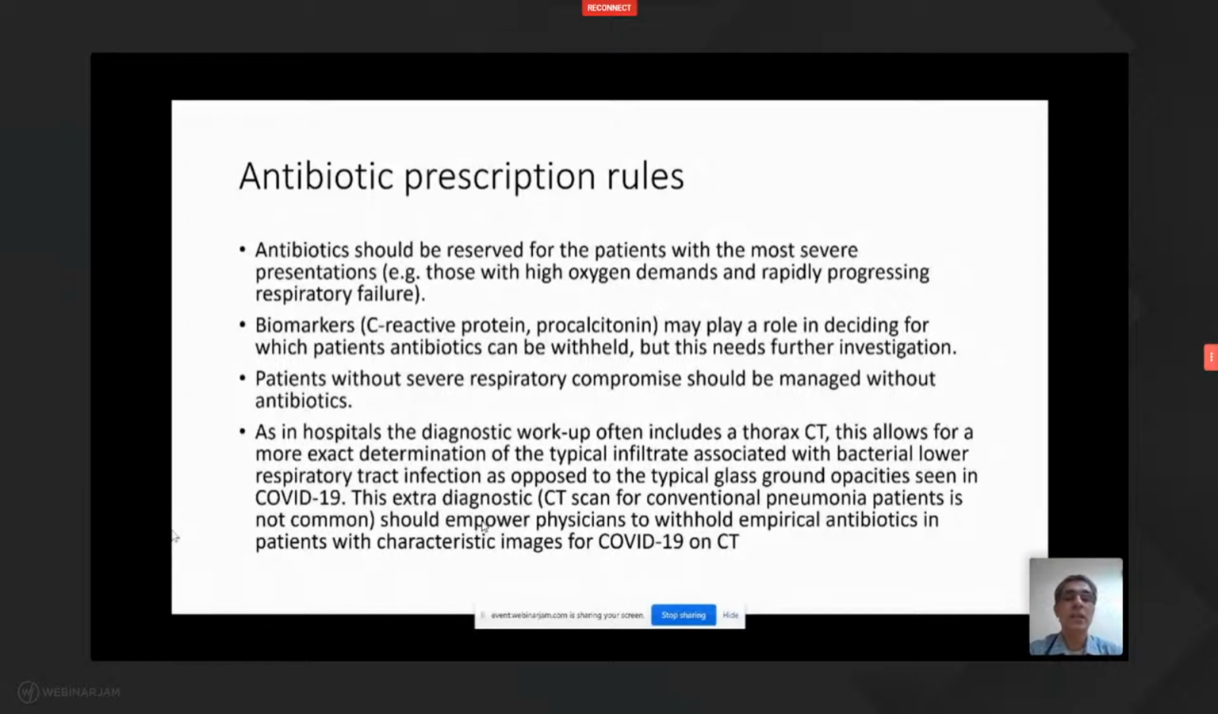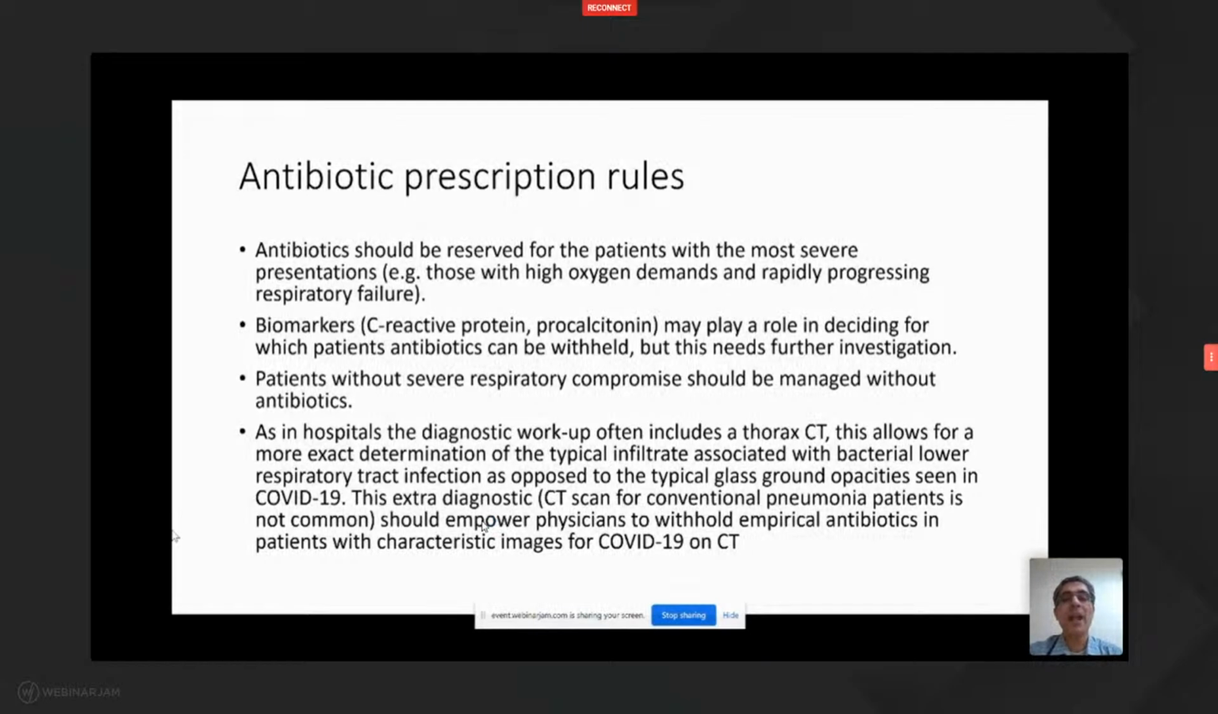We're doing a lot of telemedicine, and we see patients who have contact and young people who have fever and cough and are COVID positive, and we have a tendency to give them azithromycin or certain antibiotics. There is no actual reason to prescribe antibiotics in this group of healthy patients who have mild to moderate disease and are not requiring any oxygen therapy.